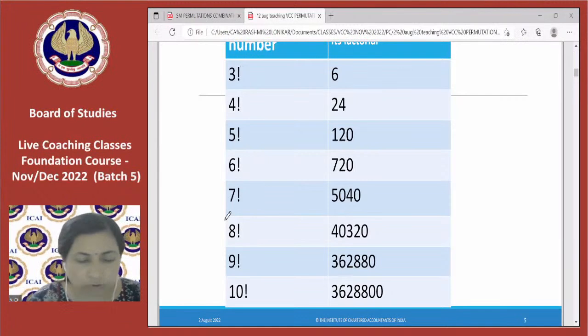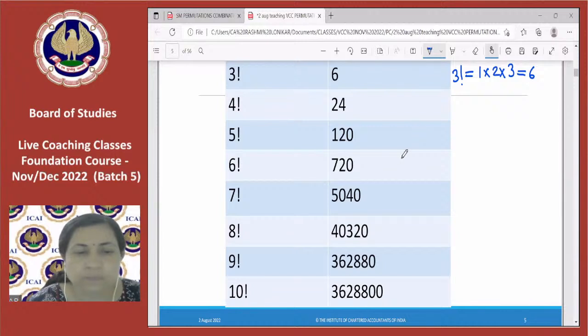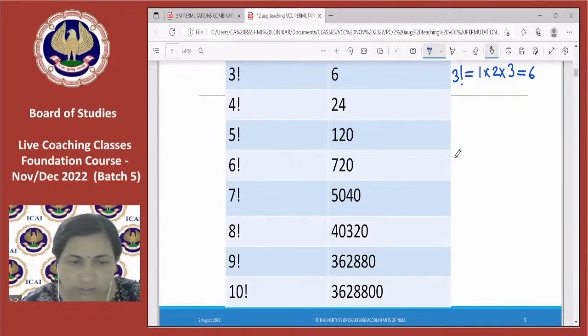Let me show you some of them for your understanding. As you know, 3 factorial is nothing but 1 into 2 into 3, so 2 into 3 is 6. Let us consider 7 factorial. So 7 factorial, what do I write?